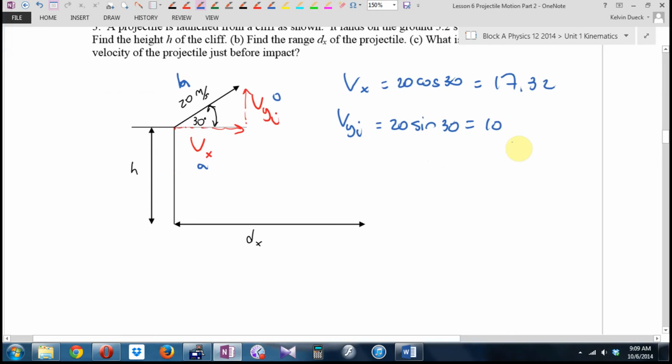Okay, A. Sam said vertical. I know that part C, I'm going to need lots of room. I'm normally a fan of working down, but we're going to work across this time because I need lots of space. So I'm going to say, okay, vertical, Ay is negative 9.8. Vy initial is 10. They told me time. Oh, what's the time they told me? 5.2?